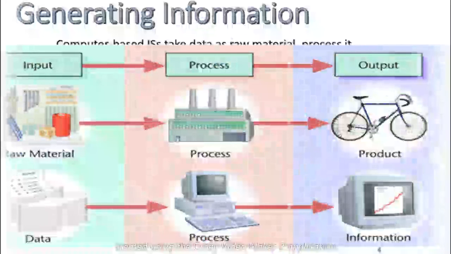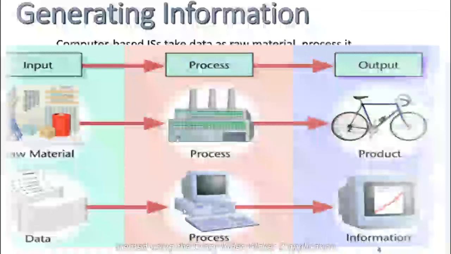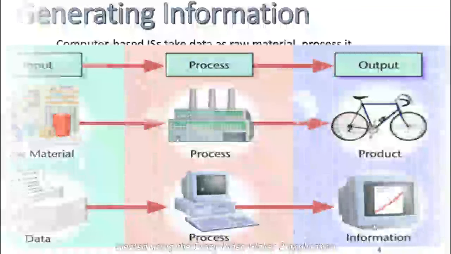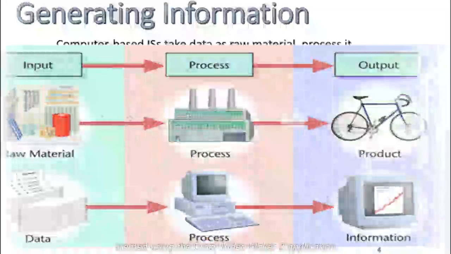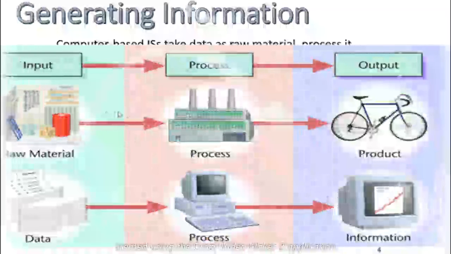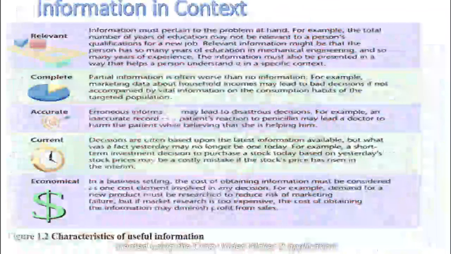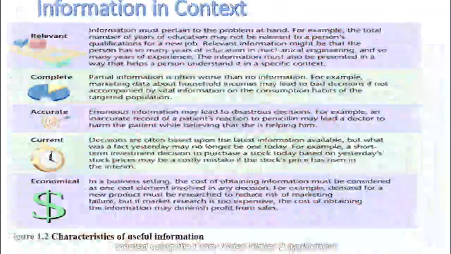So now look at information in a context. What do you mean by information in a context? We have 5 basic characteristics that we're supposed to look upon. The information you are looking for must be relevant. That's what you are targeting. The information you are going to collect, that's the data you are capturing, must be relevant to the field of your study, the field you are identifying.